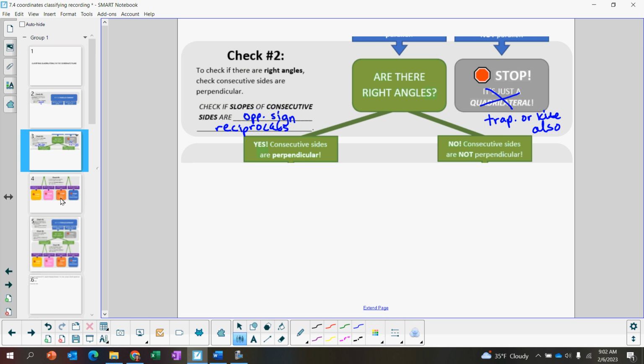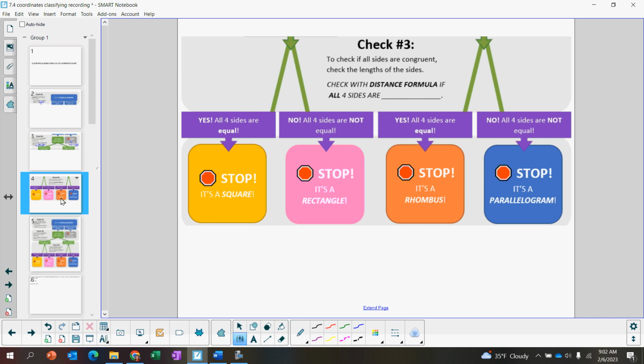And no matter what our answer was, we are now checking to see if the sides are congruent. And congruency is determined by the distance formula. So we're going to check with the distance formula if all four sides are congruent or equal. These all say equal, so we'll use equal here.